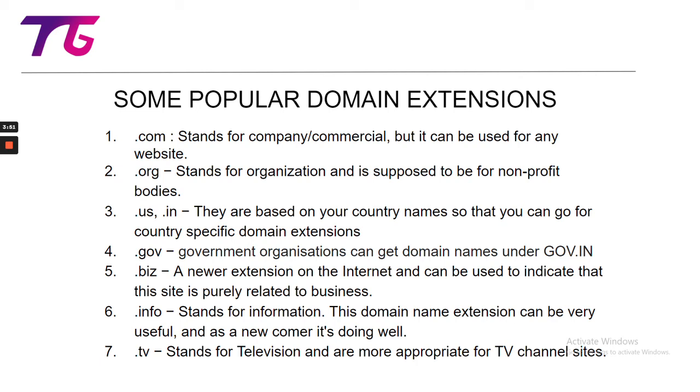First is .com. It is the most commonly used type of domain extension. It stands for company or commercial. It can be used for any website. .org. Org stands for organization. If you belong to any organization which is non-profit based, then you can use this extension for its website.